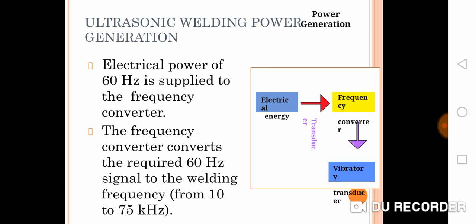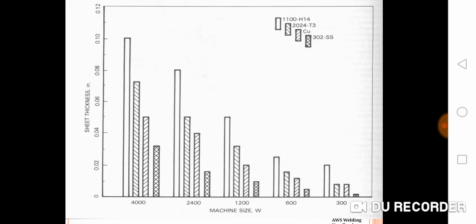Now here you can see the power. Electrical power at 60 Hertz is applied to the frequency converter. The supplied 60 Hertz will be converted to a very high frequency ranging from 10 to 75 kilohertz. That is the range of frequency conversion needed for successful ultrasonic welding, and that is done by the transducer.